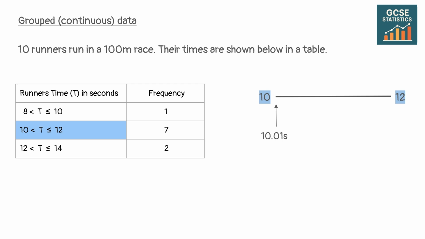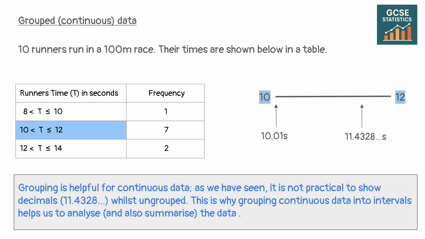So, to be more clear, let's do another example. Take my friend for instance, who ran in 11.4328 seconds, but he actually didn't run it in that time. It would actually go on forever. If you had to list all of the times without rounding, it would be impossible. To fix this, what we can do is place the times into a group. Here, 10 to 12, to demonstrate that my time is between 10 and 12 seconds. Of course, it carries the inaccuracies we saw of group data, but is more useful since we can analyze the data.